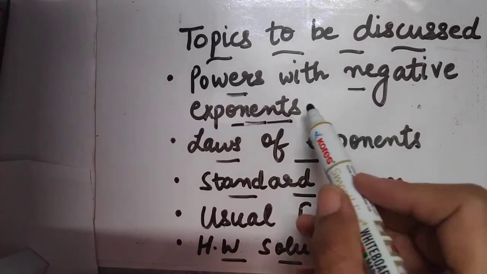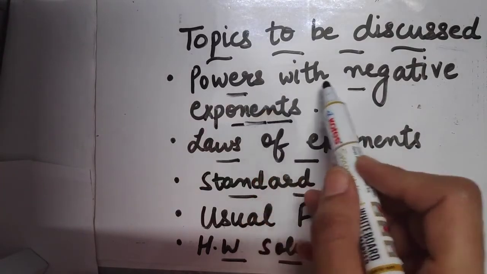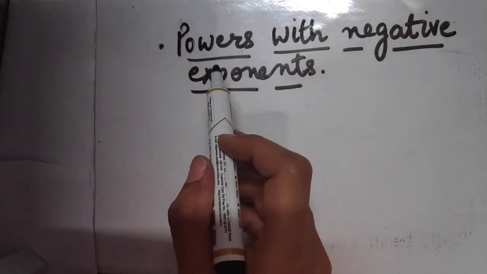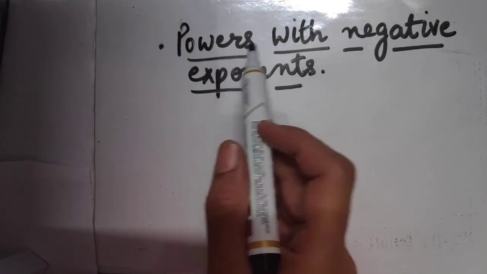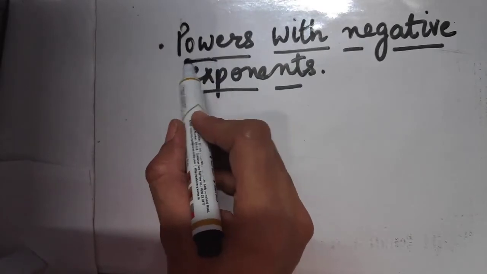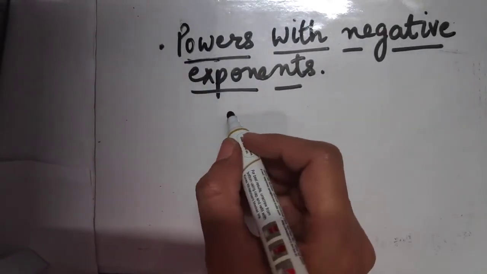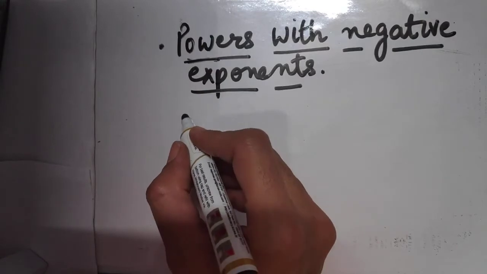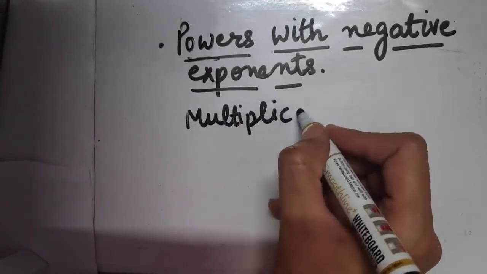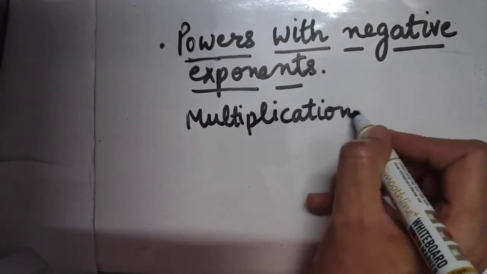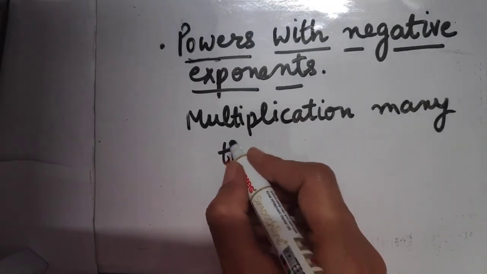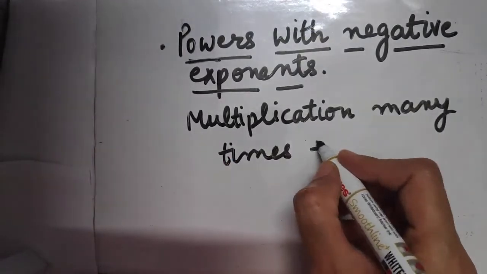So let us move to the first topic, that is powers with negative exponents. This is the first topic which we are going to discuss. First of all, let us understand about powers. What are powers? Basically, multiplying many times is powers.